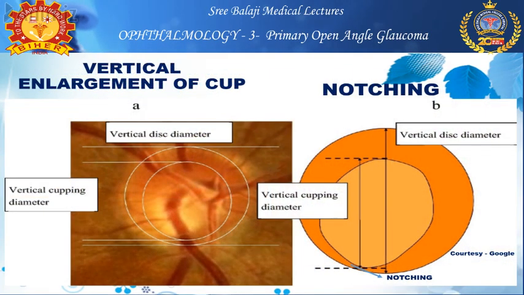This picture shows an early sign of POAG, namely vertical enlargement of the cup. The superior and inferior poles of the optic disc are more vulnerable to damage because the glial support for the axons is less here compared to the rest of the area. And vertical cupping of the disc is also associated with focal notching because of the loss of the neuroretinal rim in the poles.